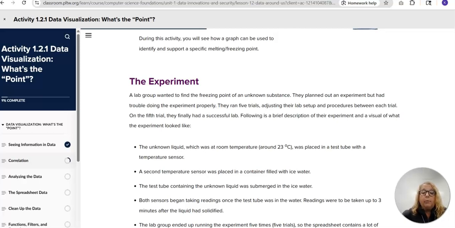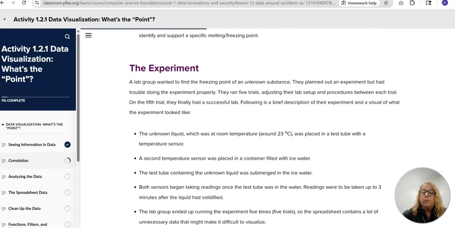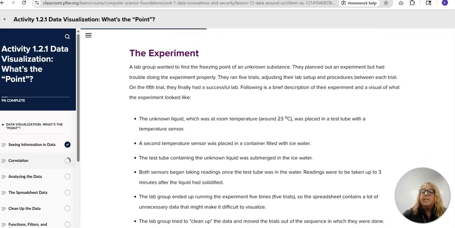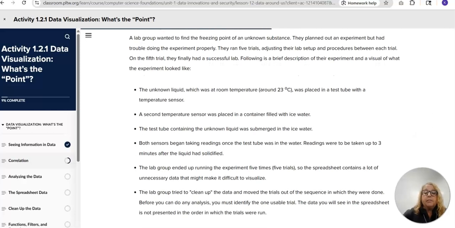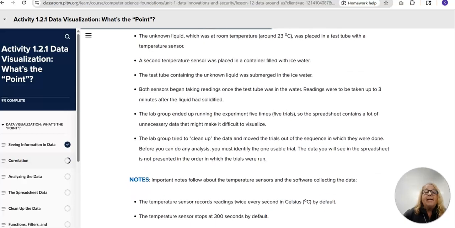The unknown liquid, which was at room temperature around 23 degrees Celsius, was placed in a test tube with a temperature sensor. A second temperature sensor was placed in a container filled with ice water. The test tube containing the unknown liquid was submerged in the ice water. Both sensors began taking readings once the test tube was in the water. Readings were to be taken up to 3 minutes after the liquid had solidified.